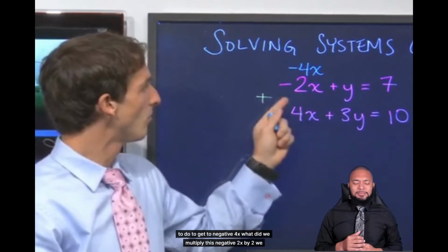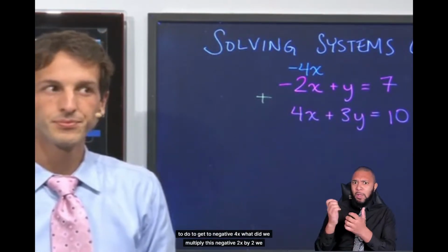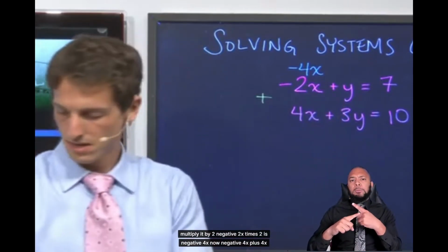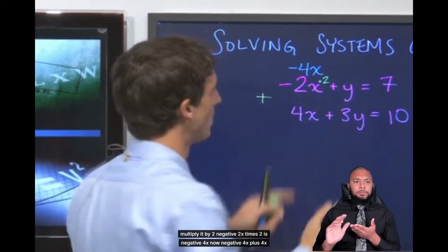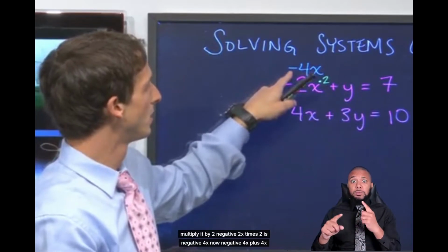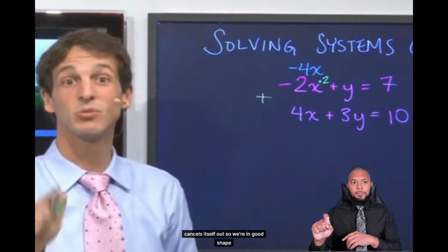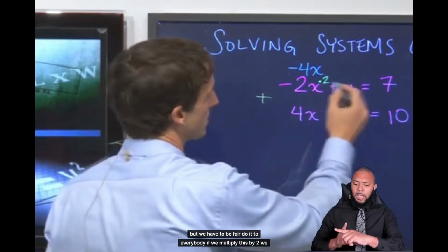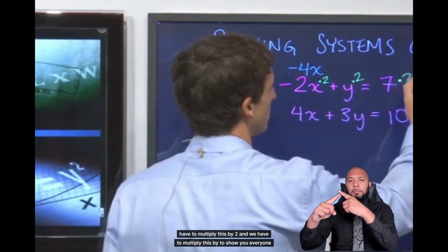To get to negative 4x, what did we multiply this negative 2x by? 2. We multiplied by 2. Negative 2x times 2 is negative 4x. Now, negative 4x plus 4x cancels itself out, so we're in good shape, but we have to be fair. Do it to everybody. If we multiply this by 2, we have to multiply this by 2, and we have to multiply this by 2.